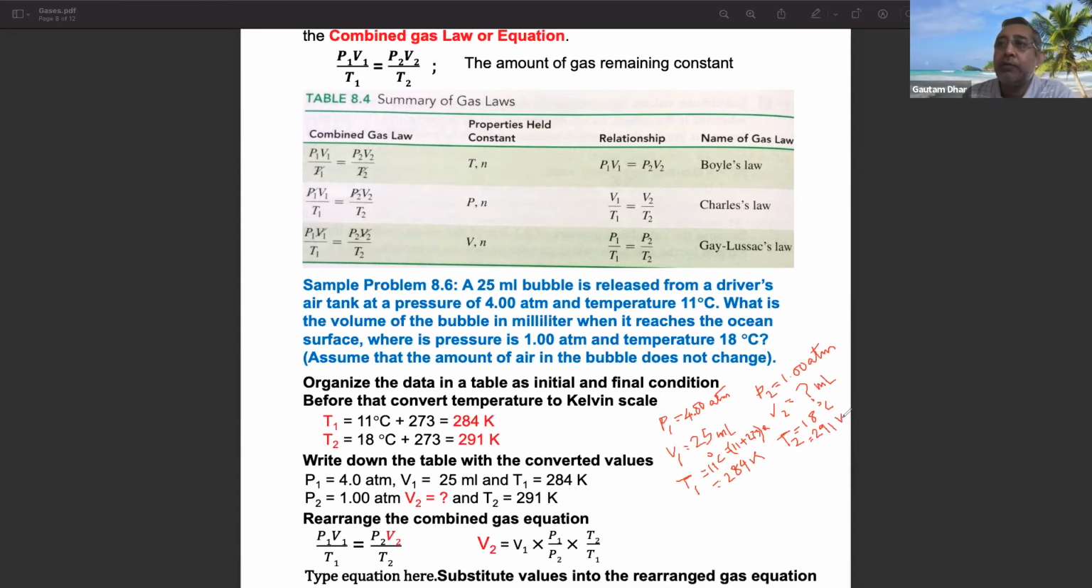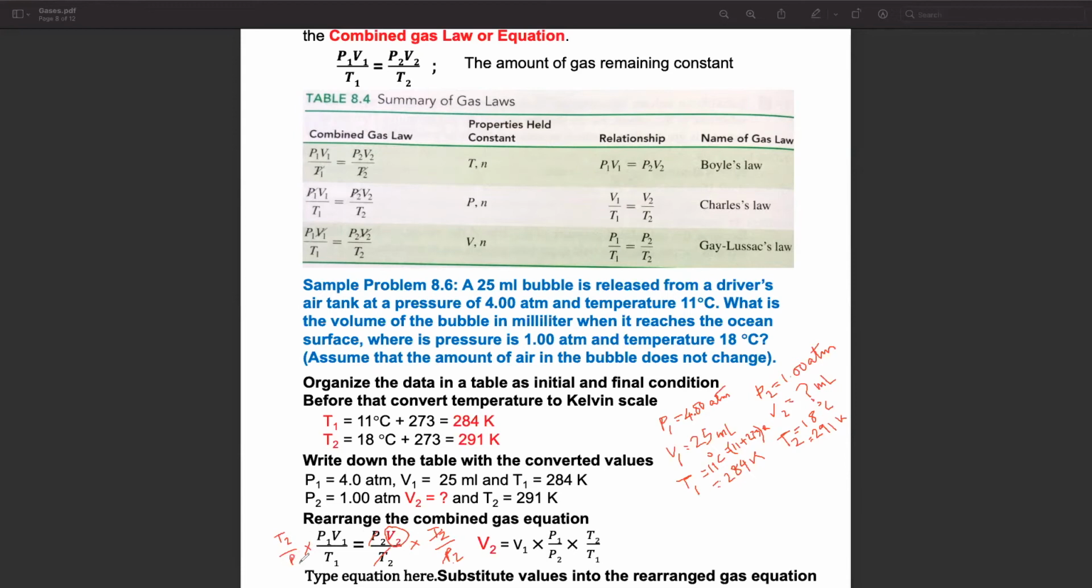So I need to isolate V2. If I need to isolate V2, I need to cancel out T2 and P2. Then your T2 and T2 are going to cancel out, and your P2 and P2 are going to cancel out. Now I need to write the same thing on the other side, so I need to write P2 by P2, T2, and you just substitute.